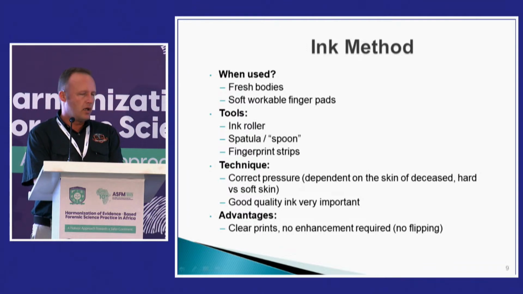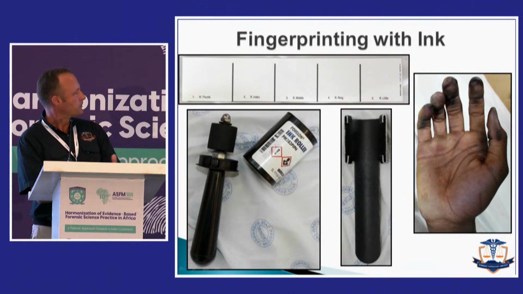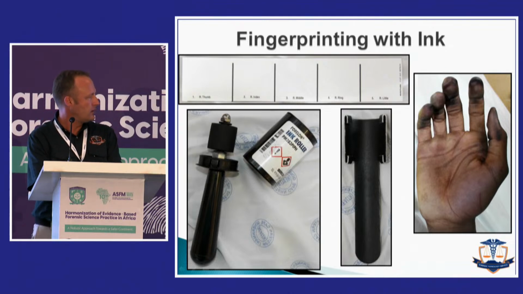The most common technique is the ink method. You use it on fresh bodies or where the fingerprint is still soft, and the fingerprint pads can be ink rolled. The tools that I'm using for the ink: there's the ink roller, the fingerprint spatula, the fingerprint strip, and then obviously the nice clean hands.